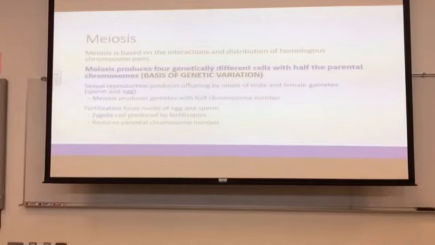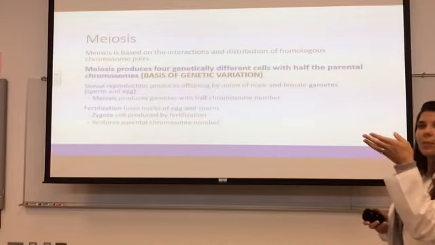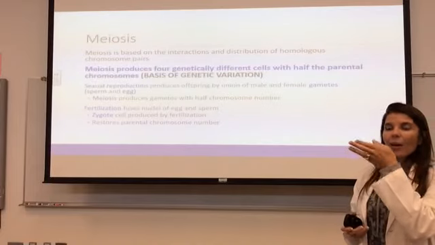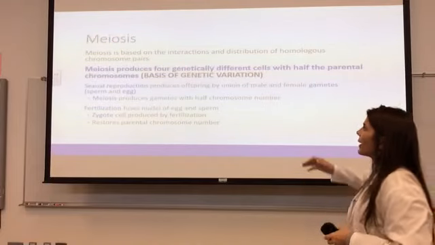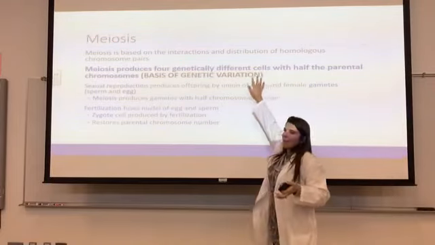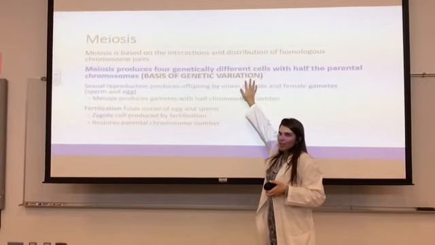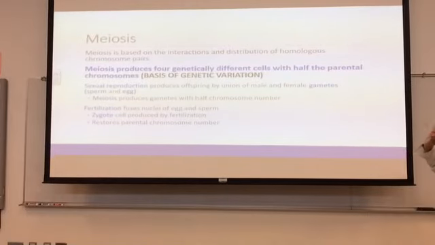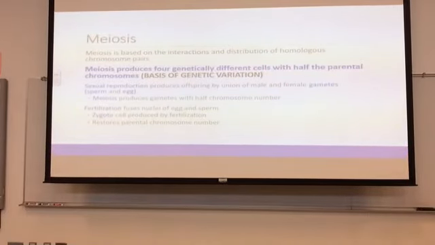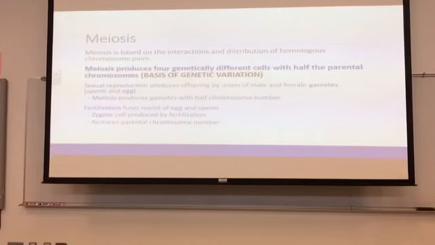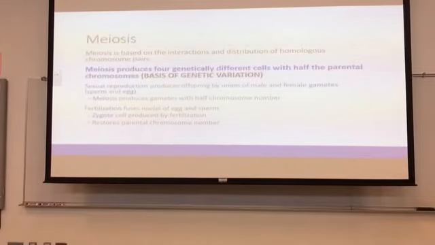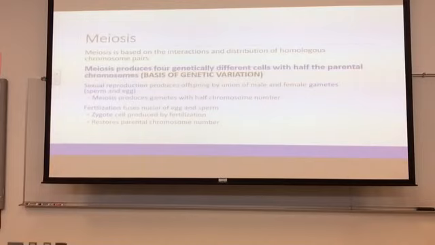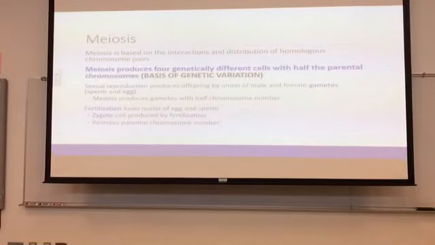So I started off with a summary slide. The very first thing it says is meiosis is based on the interactions and distribution of homologous chromosome pairs. That's going to be our focus today, and I will explain that as we go through it. But here's the main, when I talk about big picture, it's here in bold. Meiosis produces 4 genetically different daughter cells with half the number of chromosomes.